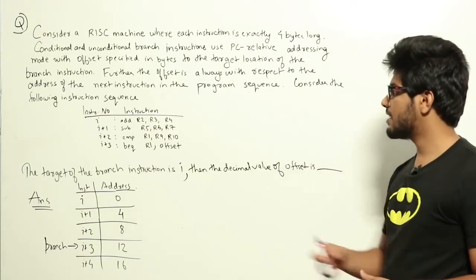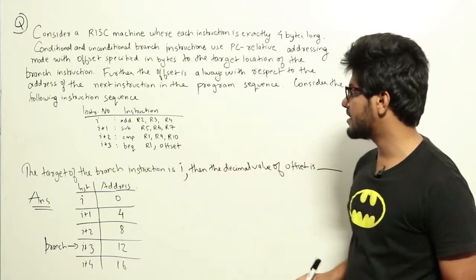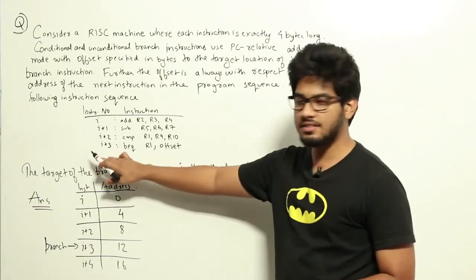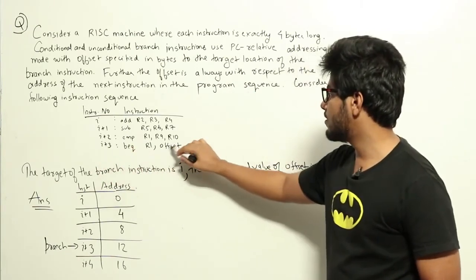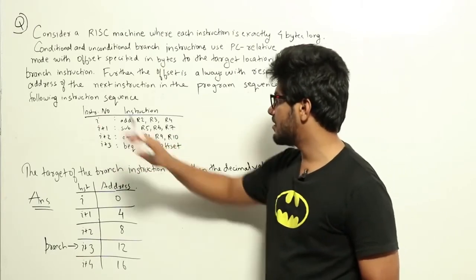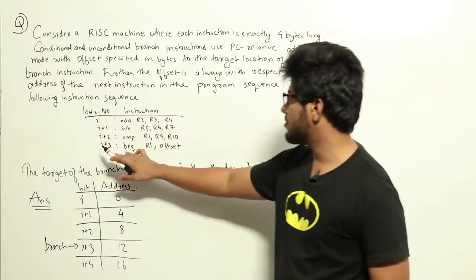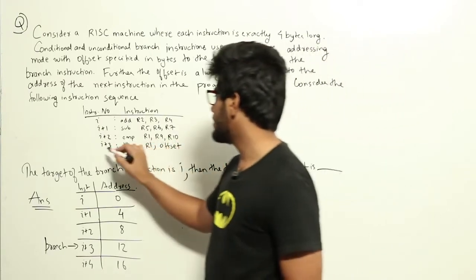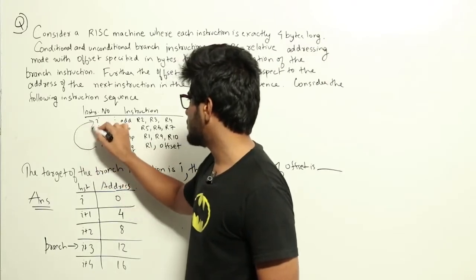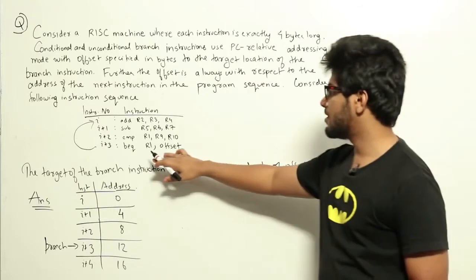So, it's a question from computer organization. Here they have given us these 4 instructions and they are telling us that this is a branch instruction, I+3, which has an offset. Now this offset should specify to which instruction it should be branching to. In the question, the target of this branch instruction is I, meaning this instruction should branch to instruction I. So we need to find out what the offset should be.